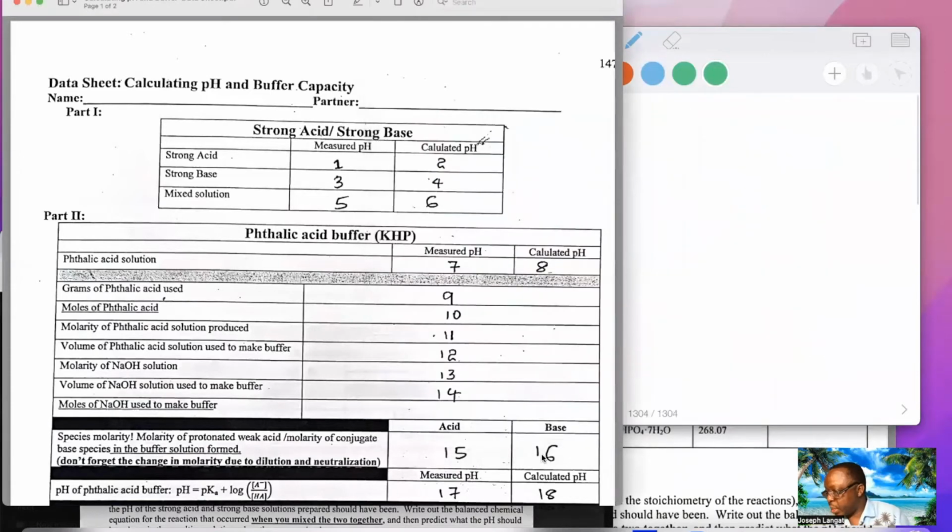For number 16, all right, what we'll do is, this is the concentration of the base, which is basically the conjugate base.